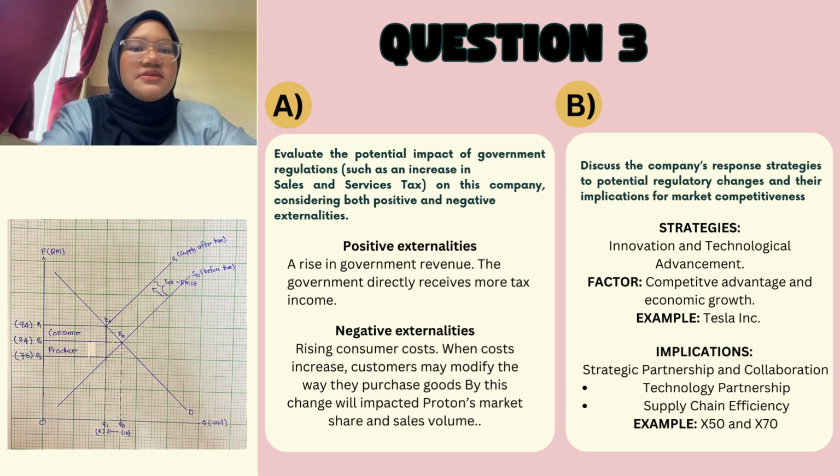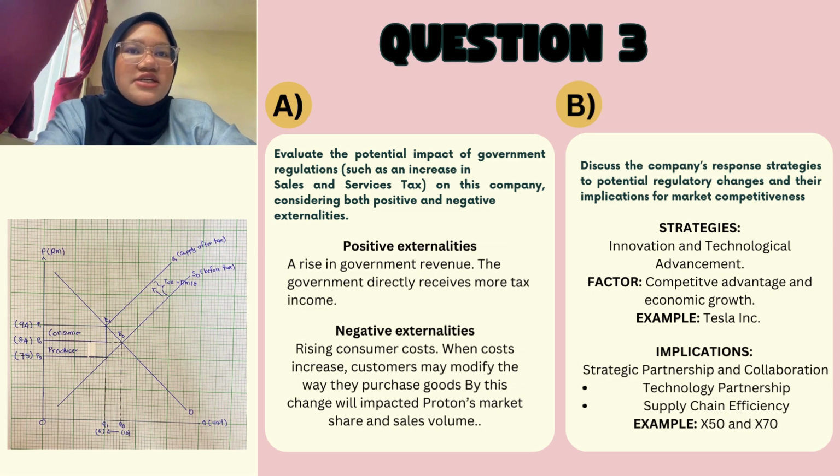Question A, they asked me to evaluate the potential impact of government regulation, such as an increase in sales and service tax on Proton company. Consider both positive and negative externality. My answer is a rise in government revenue is a positive externality. The money that government receive from a variety of sources, such as tax, fees, fines, and other revenue collecting methods is referred to as government revenue.